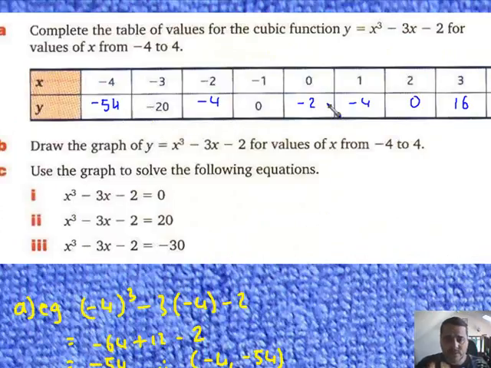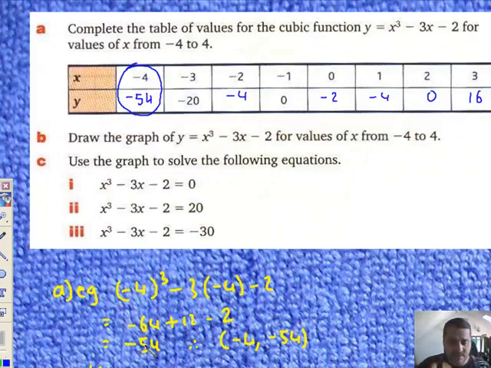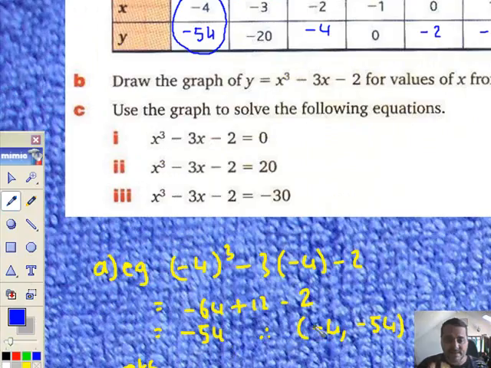I had to work out 1, 2, 3, 4, 5, 6 of these things. Not very difficult. As is usual, I took my minus 4, planted it in the position where the x was, and got on with it. So minus 4 cubed, minus 64, and minus 3 times minus 4, because the x is minus 4. Minus 3 times minus 4 is plus 12. Then take away the 2, because that's what it says you've got to do. So we've got minus 54 altogether. So therefore my y value is minus 54 when my x value is minus 4.